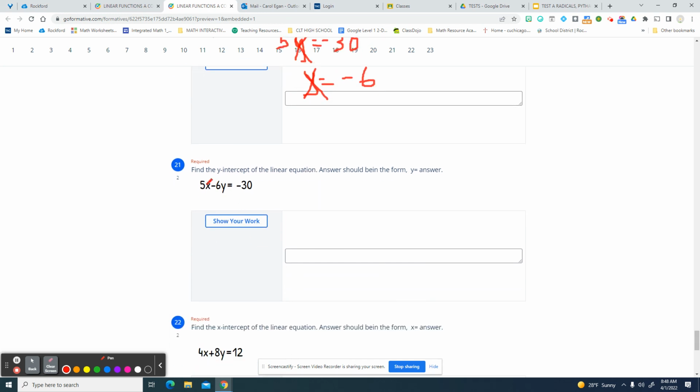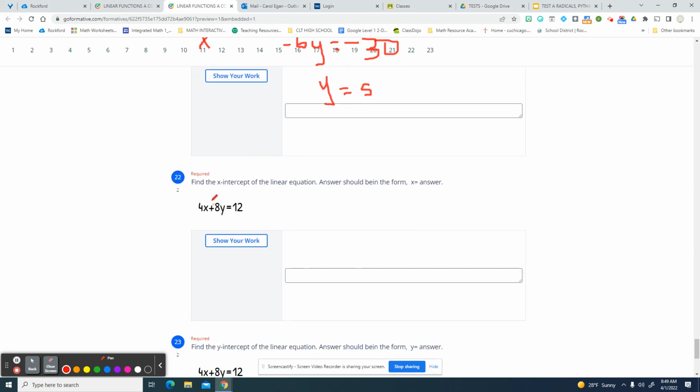Finding the y-intercept of this one, I'm going to get rid of this part, and I'm going to have negative 6y equals negative 30. If I divide both sides by negative 6, I'm going to get y equals 5. Do it again, make it clean. So I'm finding the x. This is gone. 4x equals 12. Divide both sides by 4. X has to equal 3.